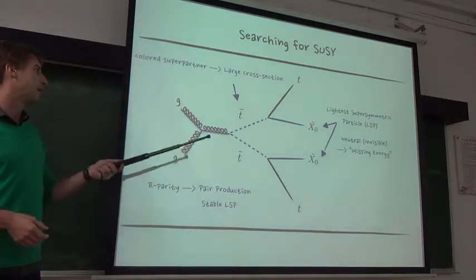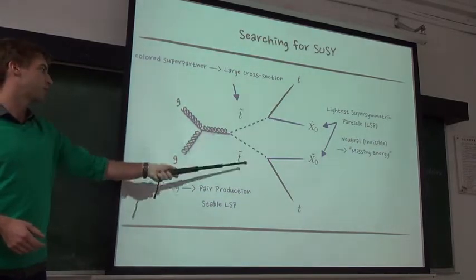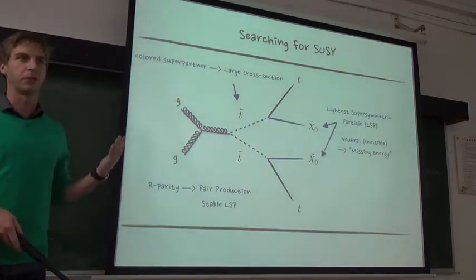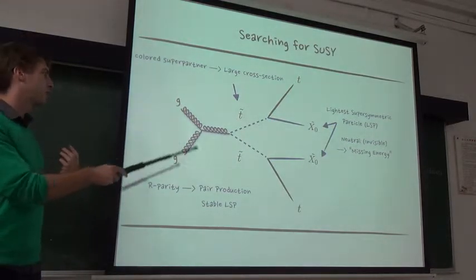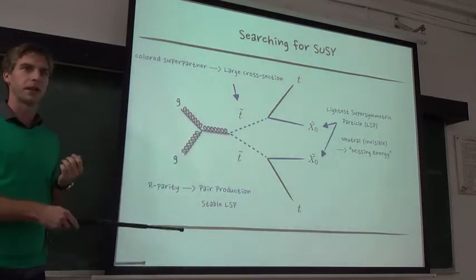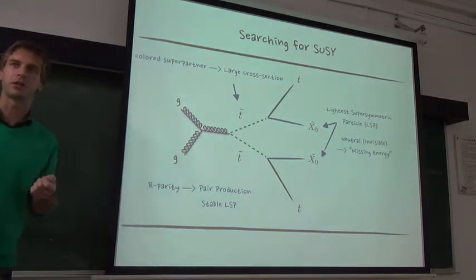So for example, you might produce a pair of stop squarks, the scalar superpartner of the top quark, at the LHC, in a collision by combining two gluons together. So the gluon fusion process produces a pair of top squarks.